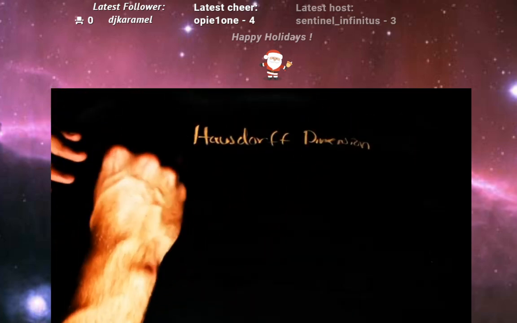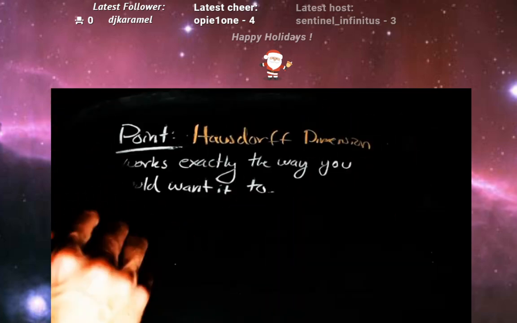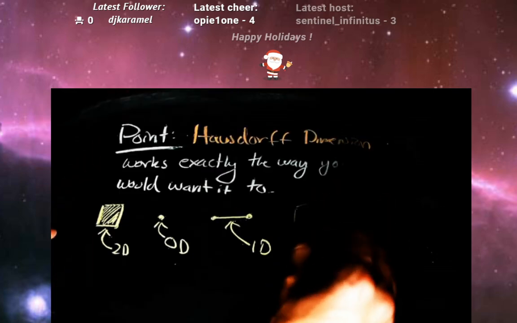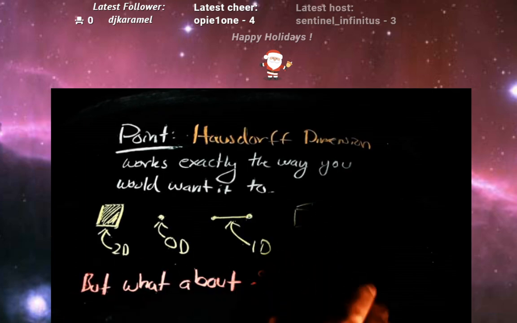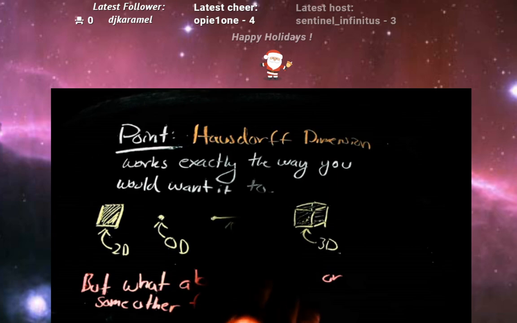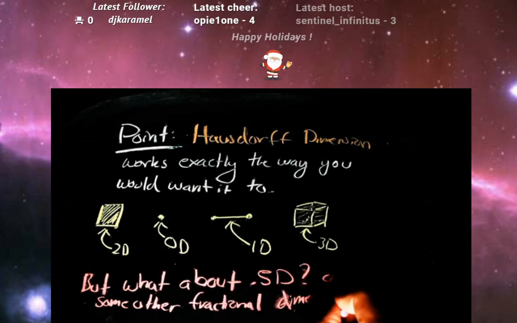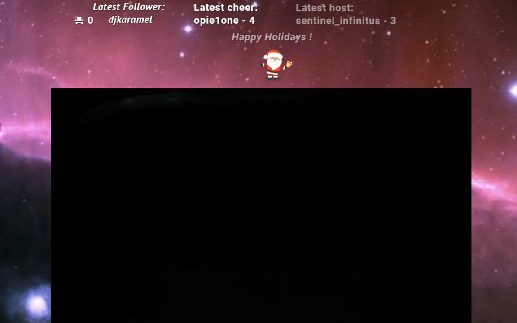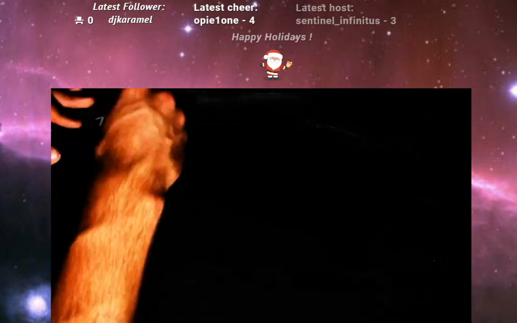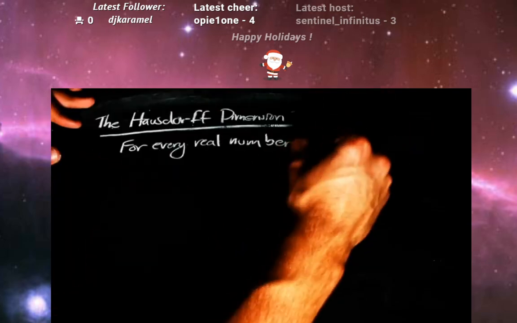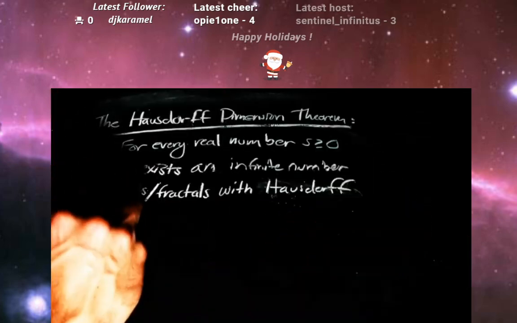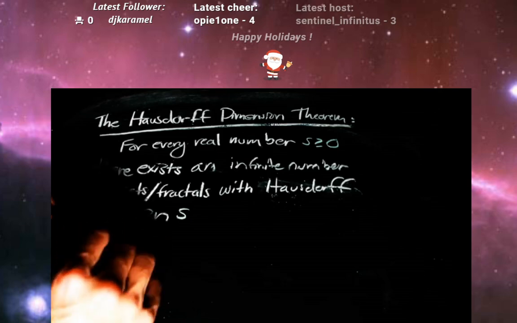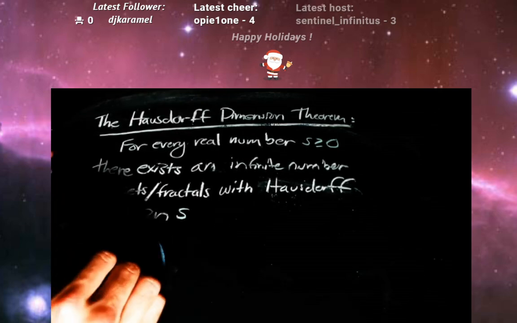Hausdorff dimension works exactly the way you want it to, and we saw this was the case for a curve. But we also said that the Hausdorff dimension does not need to have a whole number as its value. So what does a non-whole number dimensional set look like? There's no intuitive object that we can use to measure a set that has dimension 0.5 or some other non-integer number, but there are sets that do have such a dimension. And in fact, according to the Hausdorff dimension theorem, for every positive real number s, there are infinitely many sets that have that dimension s.